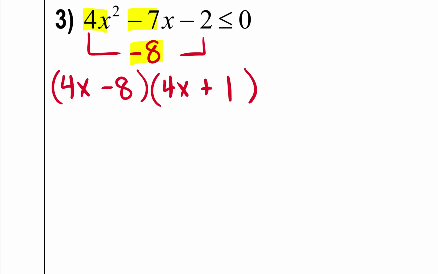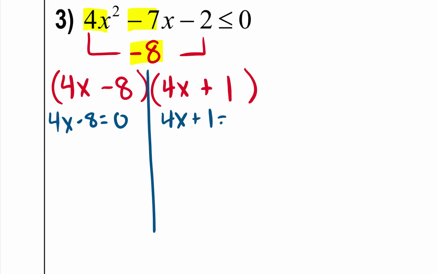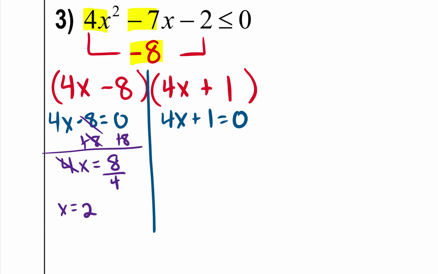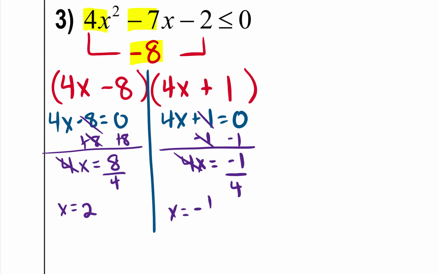So to solve for x from here, I'm going to go ahead and split this down the middle, and I set each one equal to 0 like we did before, and solve for x. Now, if you're familiar with the shortcut, you by all means do that. So I add 8 on both sides, so I have 4x equals 8, divided by 4. x equals 2 on the left side. Then subtract 1 on both sides. Divided by 4. And x equals negative 1/4.